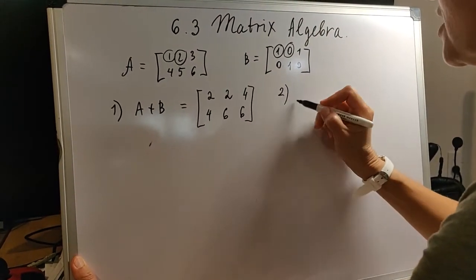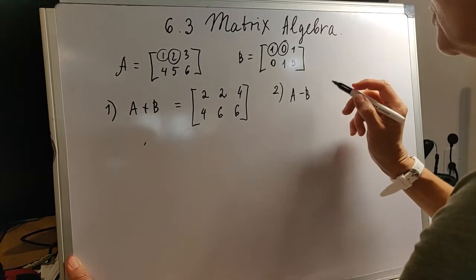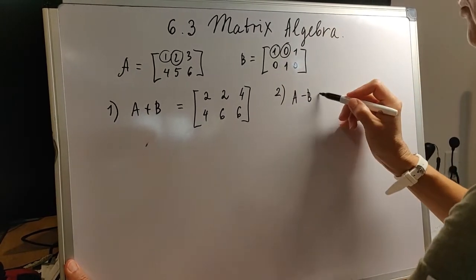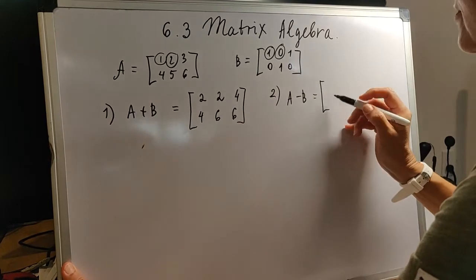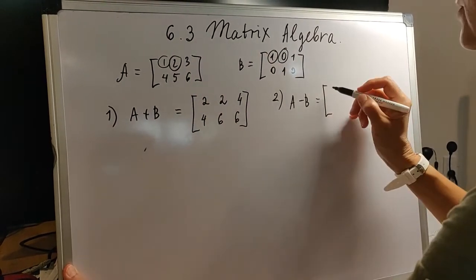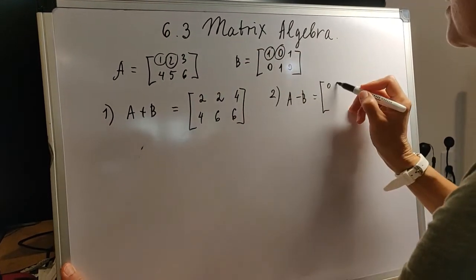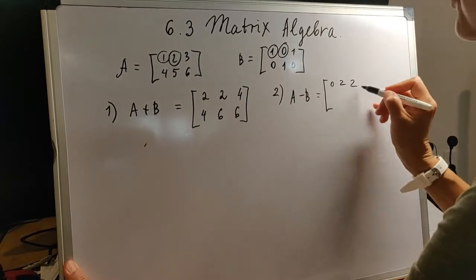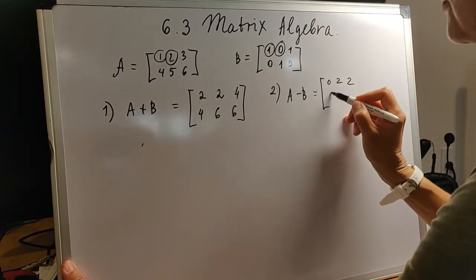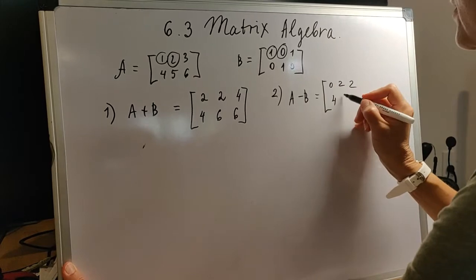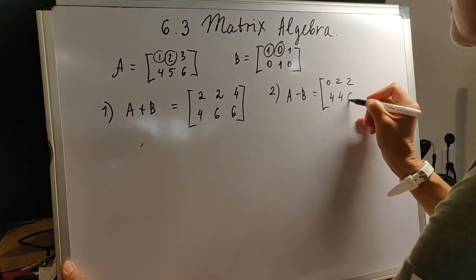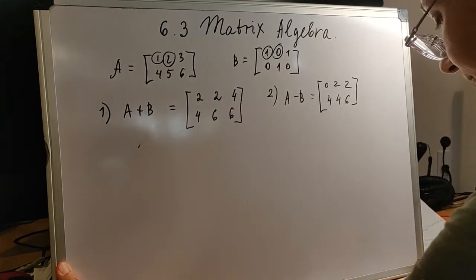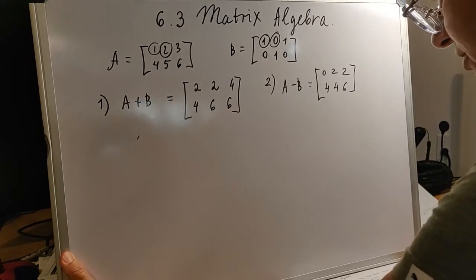We also can subtract them, A minus B. What is subtraction? Well, basically you do the same. You just, instead of adding numbers, subtract them. So 1 minus 1, 0. 2 minus 0, 2. 3 minus 1, 2. 4 minus 0, 4. 5 minus 1, 4. And 6 minus 0 is 6. So addition, subtraction, clear, right?